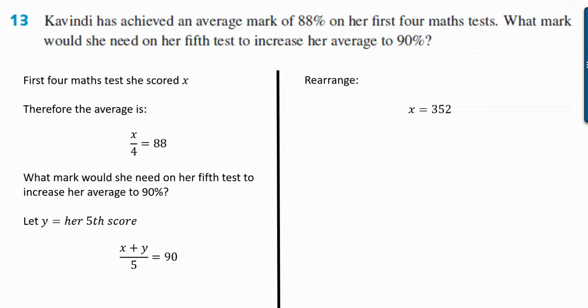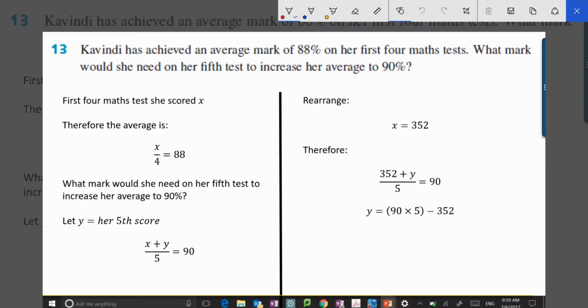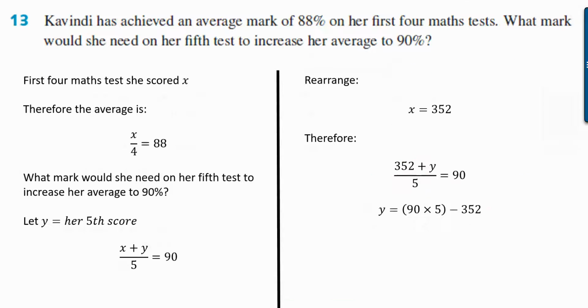So now if you just put it all back together, you say, all right, well, therefore, multiply 5 on both sides. You see, I'm just multiplying 5 here. Balance the equation. 5 divided by 5 is 1. And then to get y by itself, minus 352 on both sides. So multiply that and then subtract 352, which is what I wrote in this line here. Y equals 98. The answer should be 98, but then remember you're asking for a score. So it's 98%. She needs to score 98% on her fifth one to get an average of 90% overall.